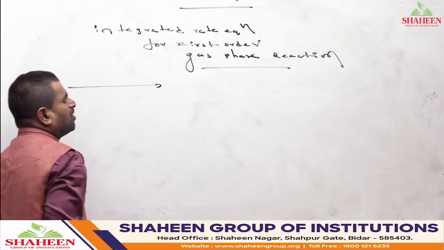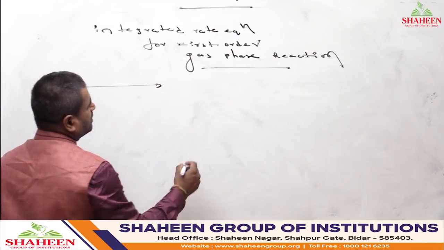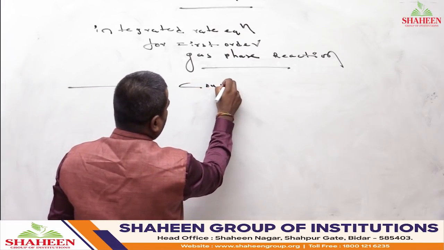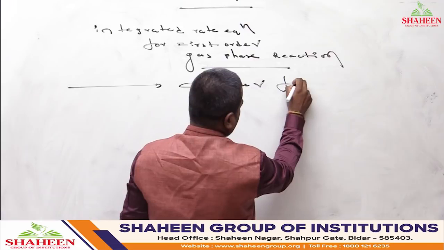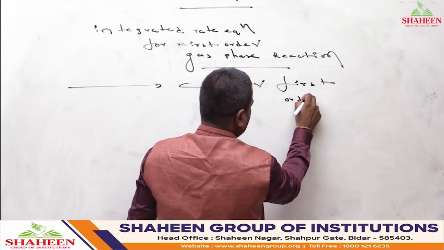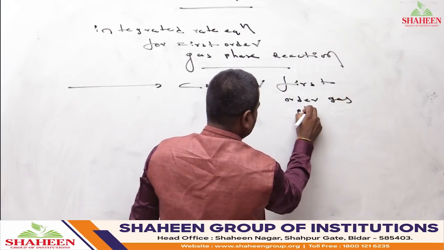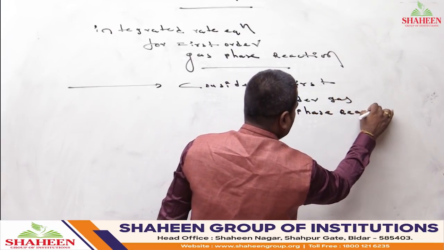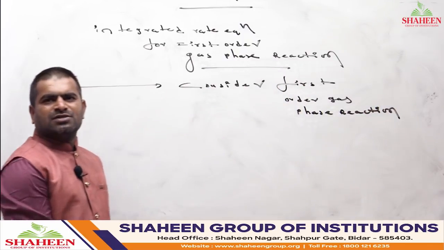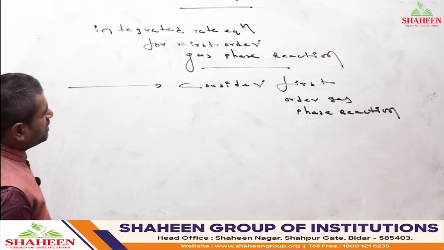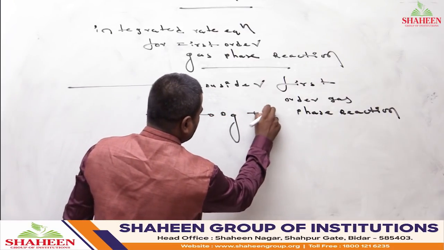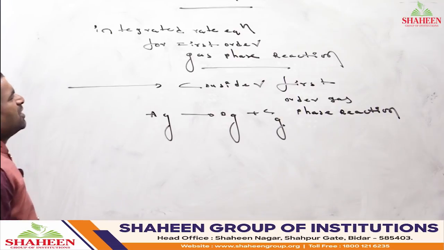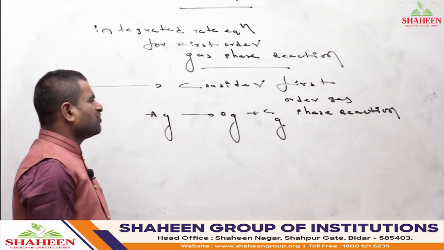Now I am taking one first order gaseous phase reaction. Consider first order gaseous phase reaction, that is A gas gives rise to B gas plus C gas. Now I am finding the integrated rate equation in gaseous phase reaction. It means in terms of partial pressure I am going to find it out here.